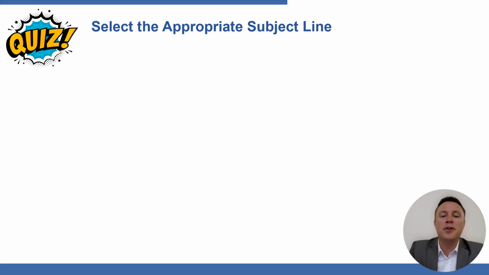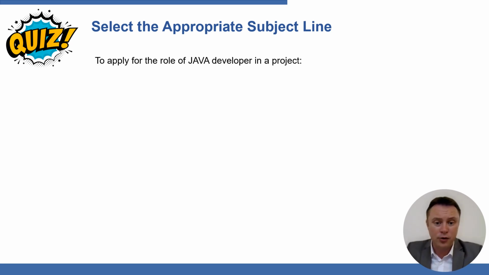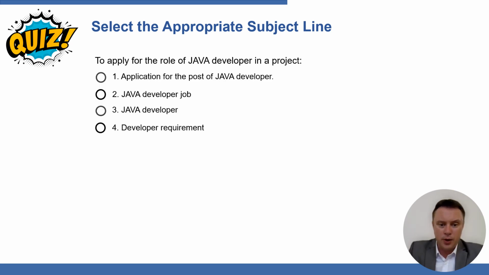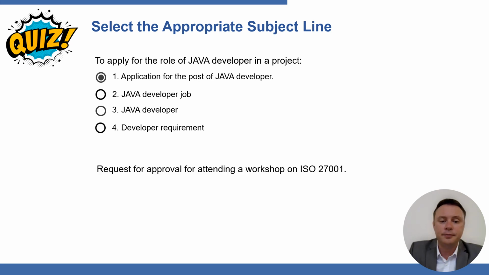Okay, so select the appropriate subject line. I'll read them through, I'll give you the answer and I'll tell you why. If you want to pause at any time, please do. So, to apply for the role of Java developer in a project, would it be application for the post of Java developer, job, Java developer, or developer requirement? The answer is application for the post of Java developer. It's the only one that clearly and concisely lets the person know exactly what the email contains.